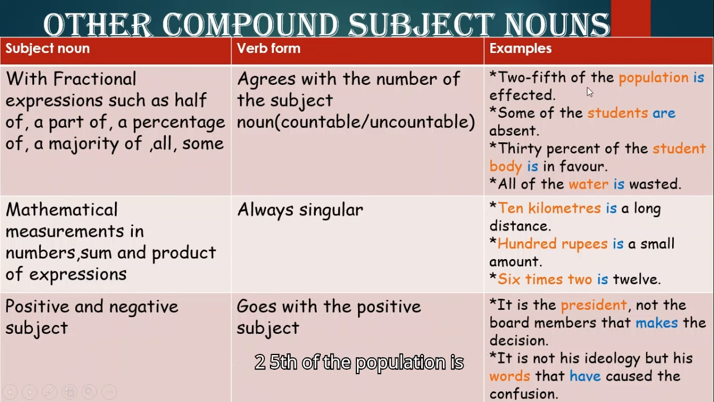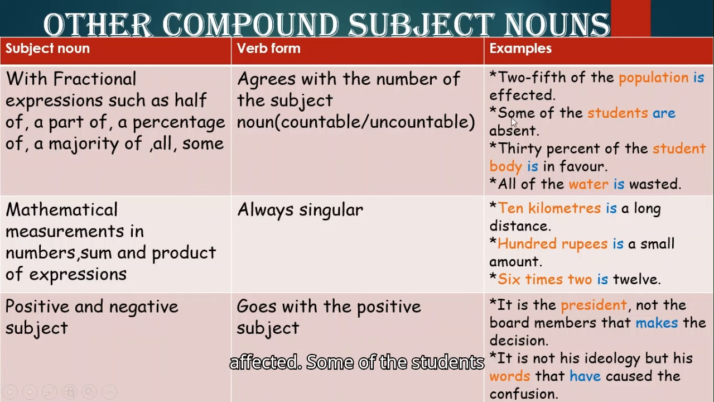So, 2/5 of the population is affected. Now the fraction says 2/5. The main subject noun here is population. Hence we use the verb form "is" here, because population is a collective noun and that takes a singular verb form. So 2/5 of the population is affected.